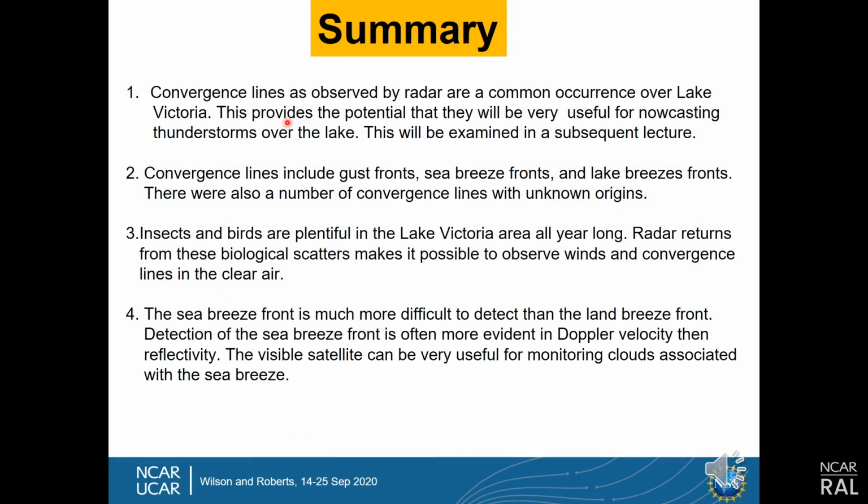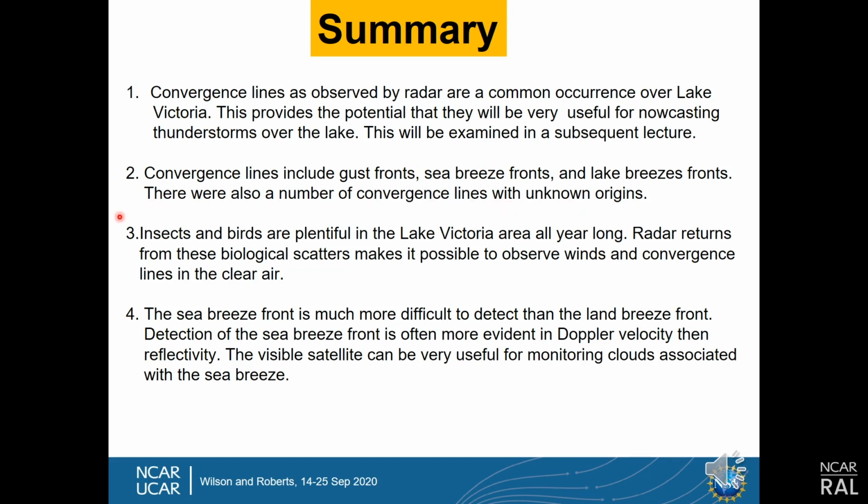So in summary, we've seen in this short lecture, first, that convergence lines are common. They're common over Lake Victoria. So this provides great potential that they'll be very useful for nowcasting thunderstorms over the lake. And we're going to look at this a lot in subsequent lectures. Our second point was that we did see convergence lines that were from gust fronts, sea breeze fronts, land breeze fronts, and then all the unknown ones.